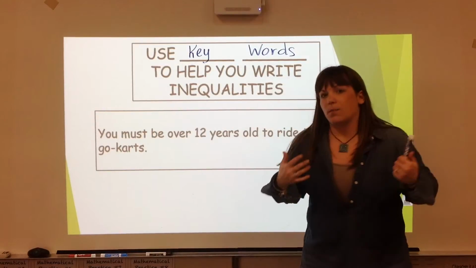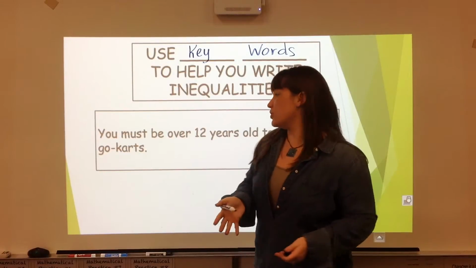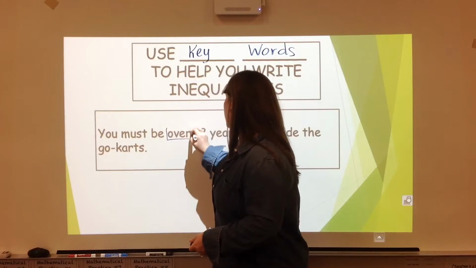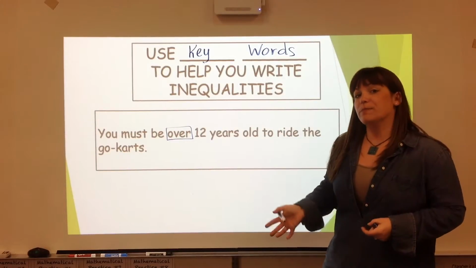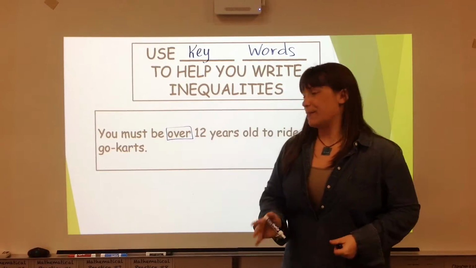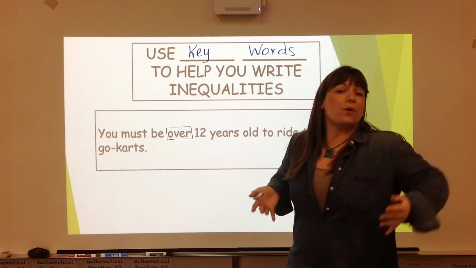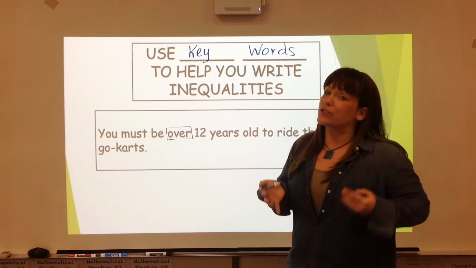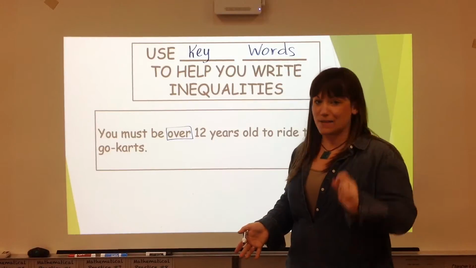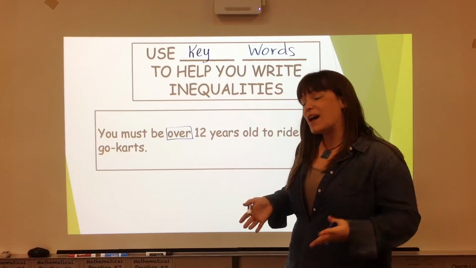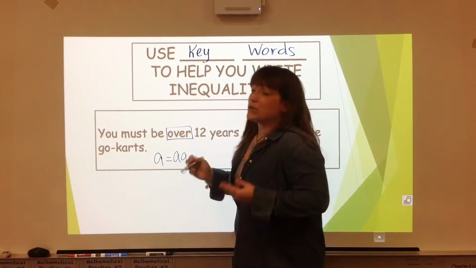We have to first box the keywords that will tell us which inequality symbol to use. You must be over 12 years old to ride the go-karts. Over means has to be greater than 12. There's an unknown in this situation. We don't know what the age of the person is who wants to ride the go-karts. So that's going to be our variable. We're going to define the variable first. So I'm going to define it. A is going to equal the person's age.